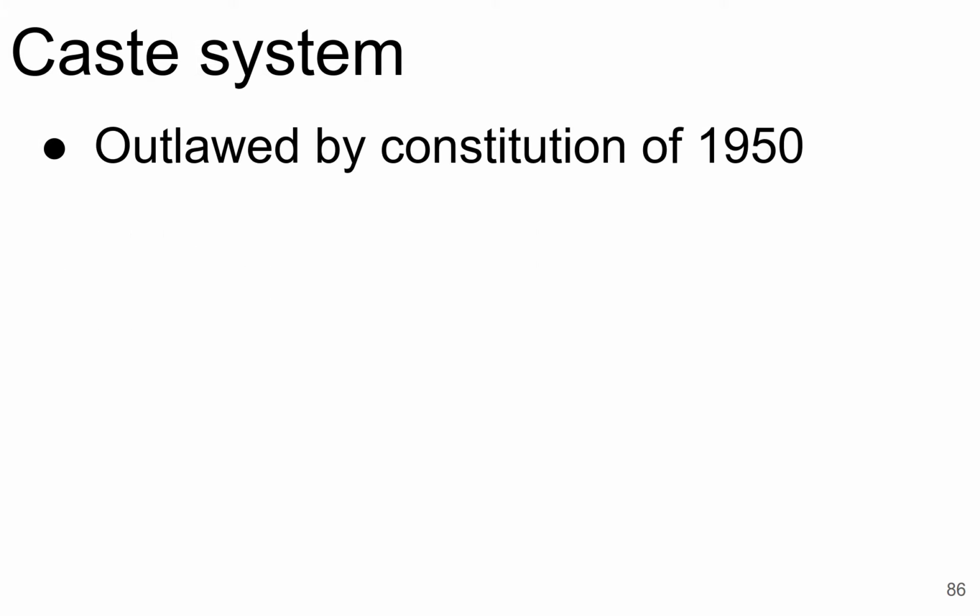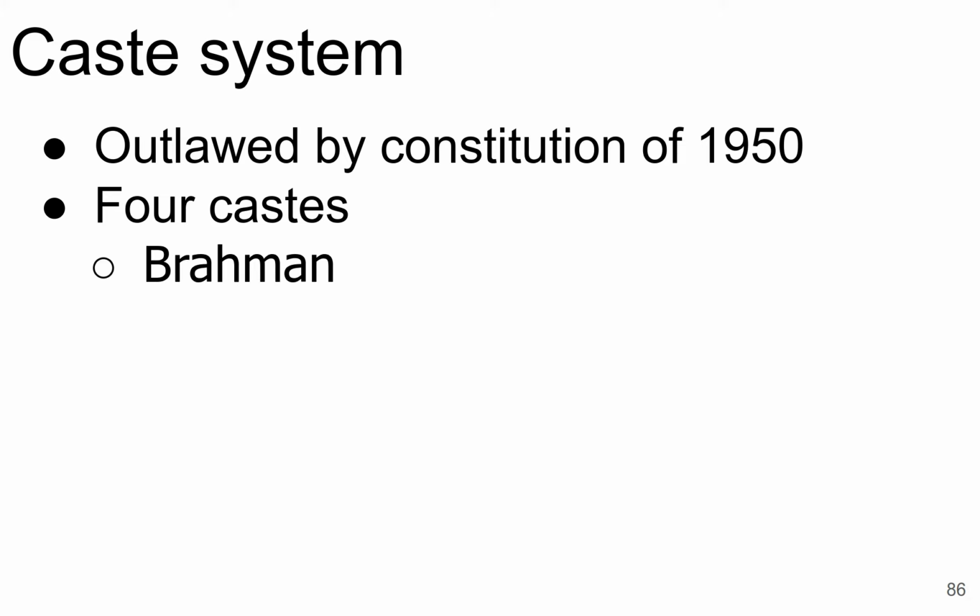Part of Hinduism is the caste system, and you're born into a caste. It's your status. Your family is a member of a caste. The caste system, or discrimination based on the caste system, was officially outlawed by the Constitution of 1950. Just like in the United States, discrimination was ended in 1963 with the Civil Rights Act. It just made it illegal.